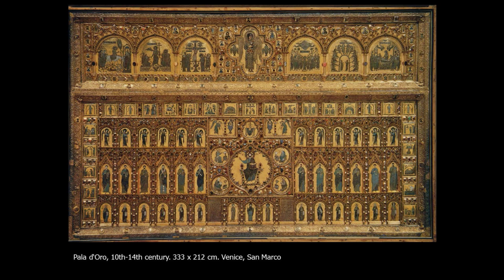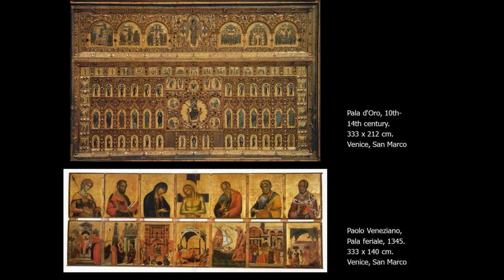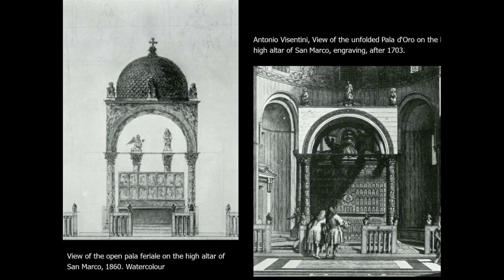In 1340, Paolo Veneziano created a Pala Feriale, painted on wood, that would have hidden the Pala d'Oro when its upper wing was closed. And yes, here we see some views from the 18th and 19th century, with the open Pala Feriale on the high altar of San Marco, and here the unfolded Pala d'Oro.